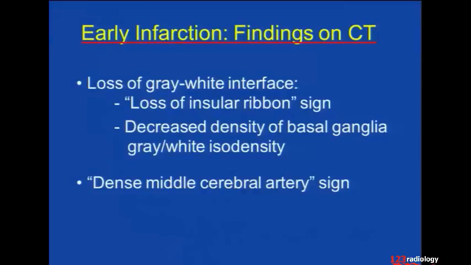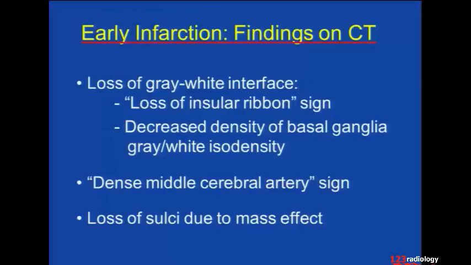There's another finding called the dense middle cerebral artery sign, but in fact it can be seen in any artery that thromboses, so it's not isolated to the middle cerebral artery. And then finally, a relatively late finding is mass effect, which typically is seen as diminution of the sulci, or if the infarct is adjacent to the Sylvian fissure, narrowing of the Sylvian fissure.